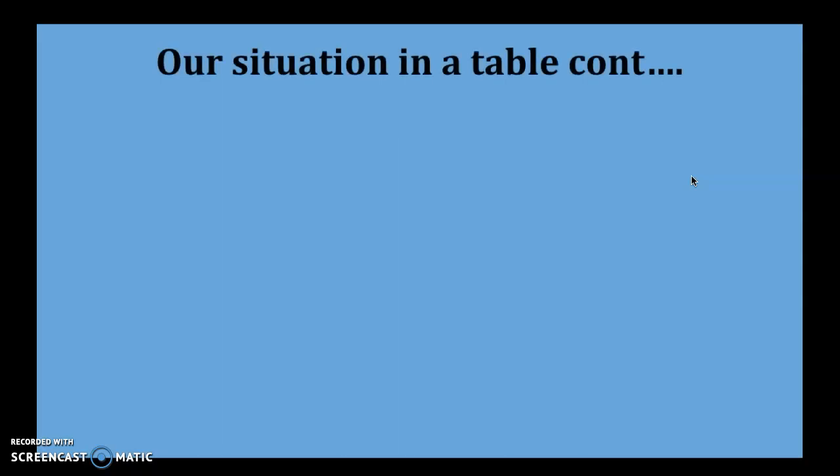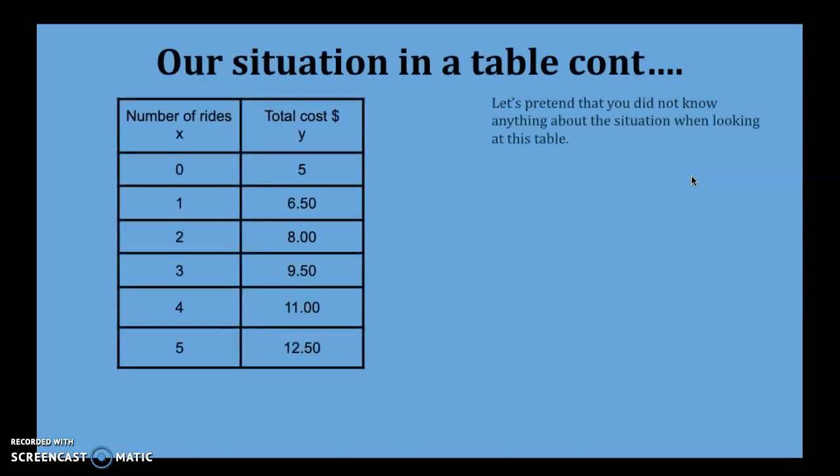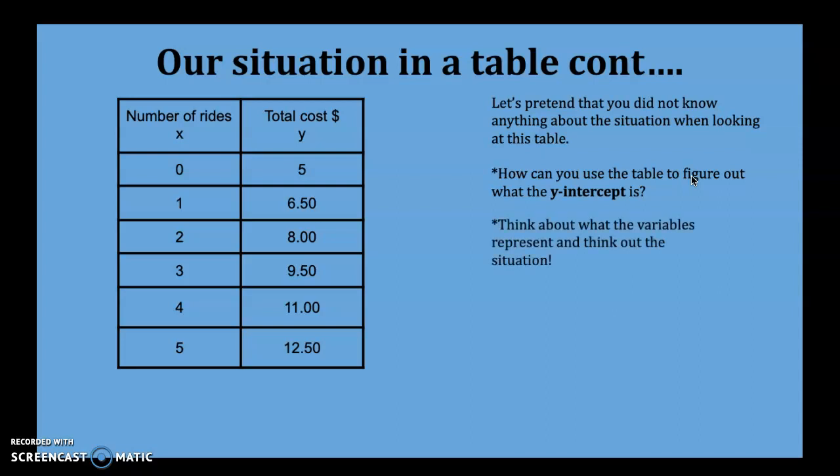So what about that y-intercept in the table? Okay, again, we're pretending we didn't know anything. How could we look at the table and figure out the y-intercept? Well, think about what the variables represent and think about the situation. Again, pretend we didn't have that context at all, because sometimes we just give you tables and you don't really know what it's about. So I tell my students all the time, make up a situation in your head so that it makes sense.